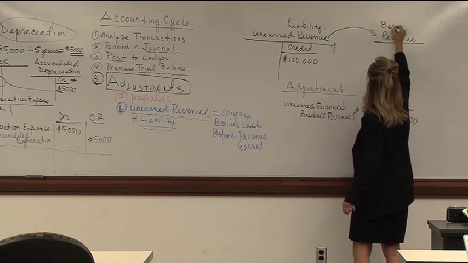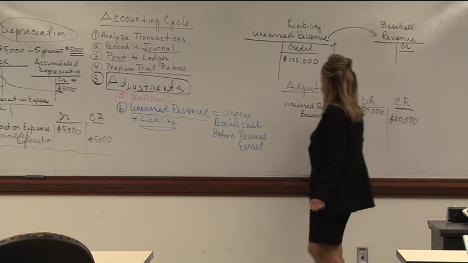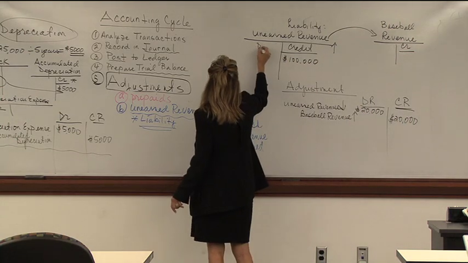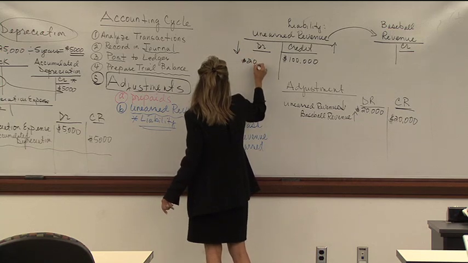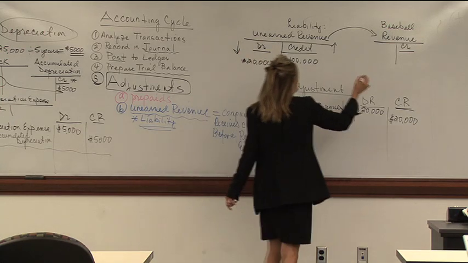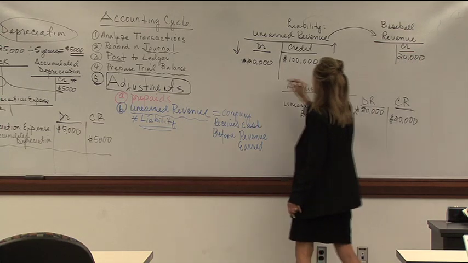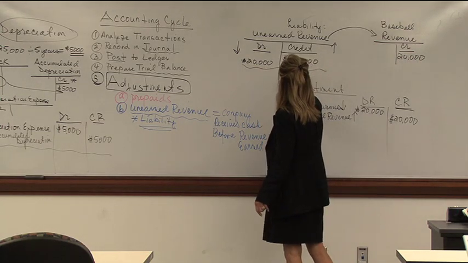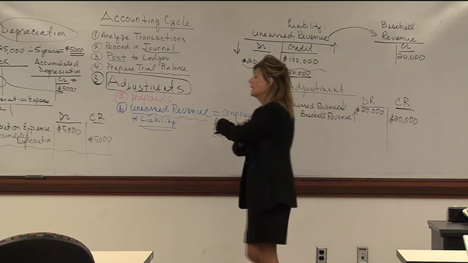So if it's the Yankees, it'll be baseball revenue. So our entry would be a debit, which is reducing the liability, $20,000, and we'll credit the revenue, $20,000. So now the Yankees only have $80,000 remaining as unearned.